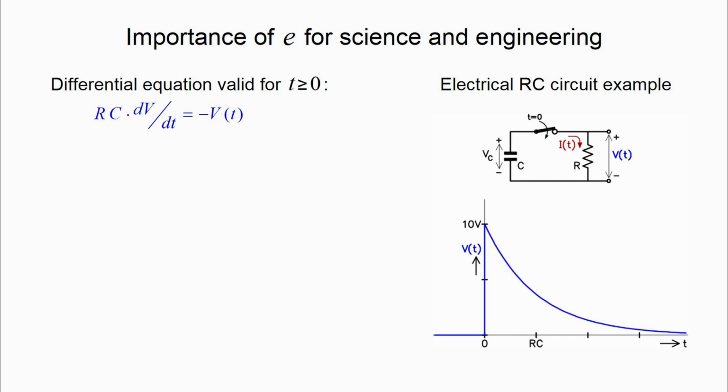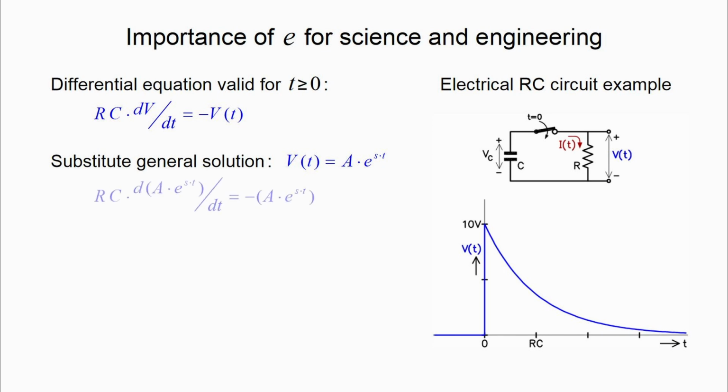Since it's a first-order equation, only one possible solution exists of the general form V(t) = A e^(st), that is substituted into the equation. Of this general solution, the coefficients A and s are to be determined. The substitution result reads RC multiplied by the derivative of A e^(st) equals the negative of A e^(st).